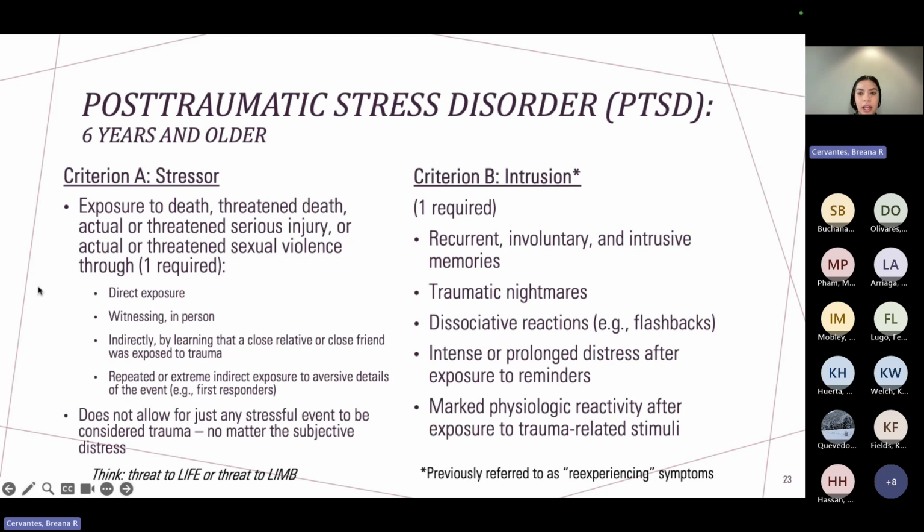Okay, so criterion A, we already kind of started to talk about. That's the exposure to the actual stressor. So again, exposure to death, threatened death, actual or threatened serious injury, or actual or threatened sexual violence through either direct exposure, you witnessed it yourself in person, indirectly, you've learned this through a close relative or a close friend, or there's repeated or extreme indirect exposure to aversive details of the event.